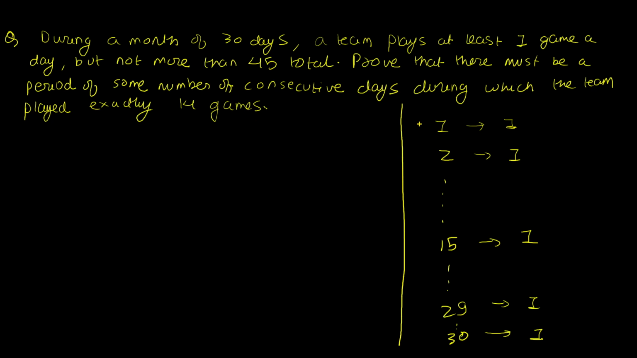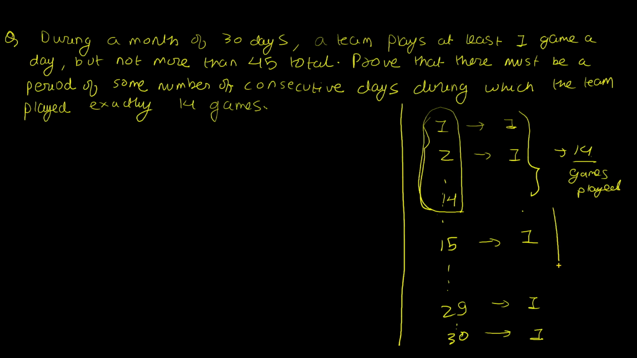It's important to understand it does not mean that 14 games should be played on a single day, but there should be some group of consecutive days for which the total number of games will be 14. And this sounds obvious, but let me tell you, it really is not. In this particular example, it's easy to see. If I take days number 1 to 14, 1 game has happened on each day. That means in this consecutive span of 14 days, exactly 14 games were played.